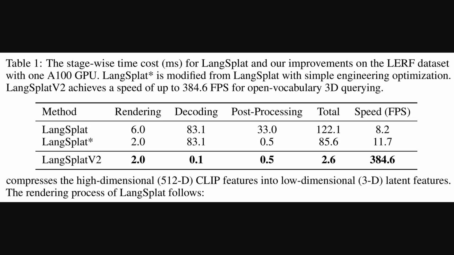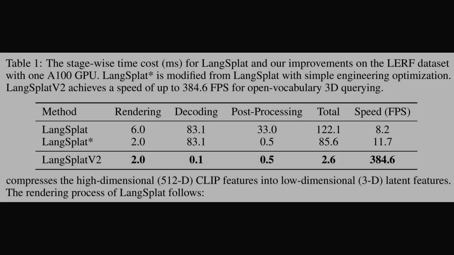Digging into the numbers, this table breaks down exactly where those performance gains come from. It shows the time cost for each stage of the process. For the original LangSplat, you can see the huge bottleneck was the decoding step, taking a massive 83.1 milliseconds. This decoding is where the model translates compressed data back into complex language features. But with LangSplatV2, that decoding time is virtually eliminated, dropping to just 0.1 milliseconds. This single change drives the total query time down to an amazing 2.6 milliseconds, achieving that final speed of 384 frames per second.